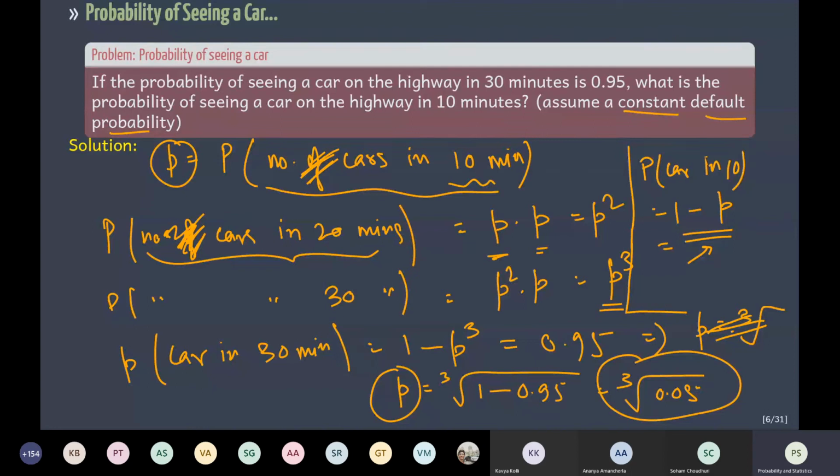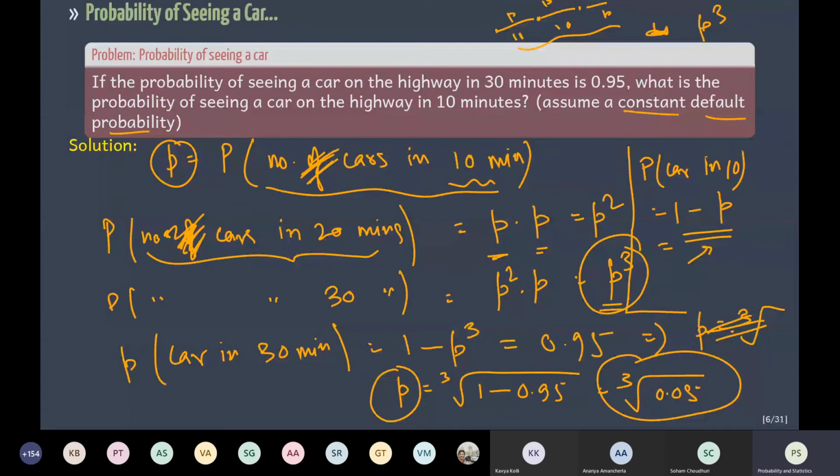So it's like a P branch, and then I go further ahead another 10 minutes with the same probability P, and so on. Another 10 minutes with the same probability P, and so on. So after 30 minutes, the probability that I don't see a car is P cube, if you see this as a branch. So that's why it's P cube, that I don't see a car.